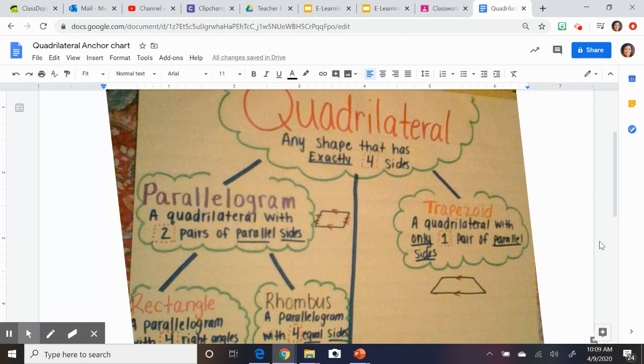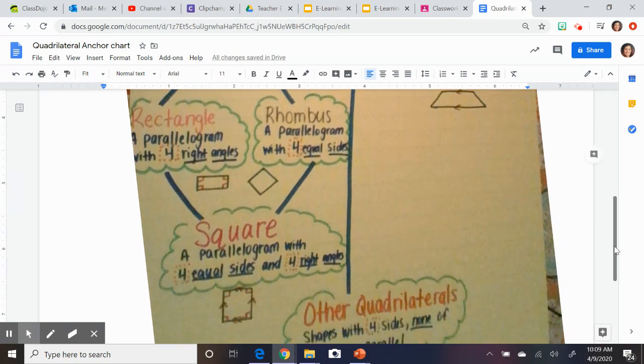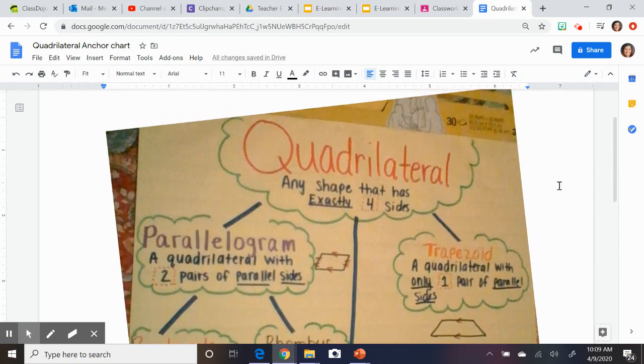So, here I have created an anchor chart, and the overarching category is quadrilateral. So that's like the whole big category. All of these shapes are quadrilaterals that we're going to talk about because they have exactly four sides. So a parallelogram, a rectangle, a rhombus, a trapezoid, and any other shape that has four sides is going to be considered a quadrilateral. Okay. Quad, the prefix quad means four.